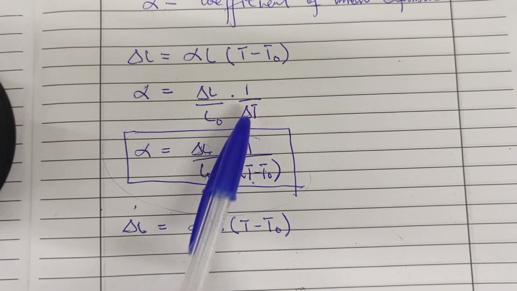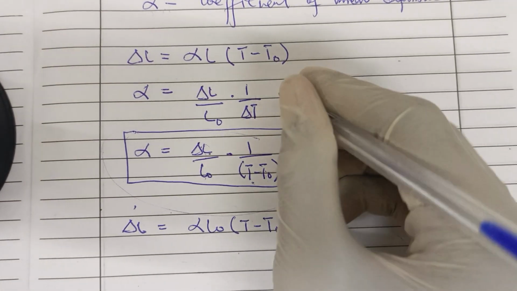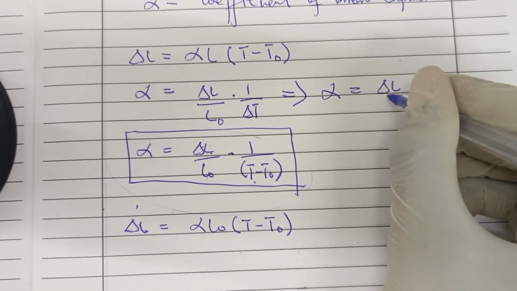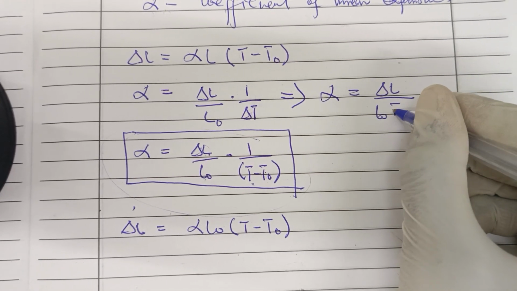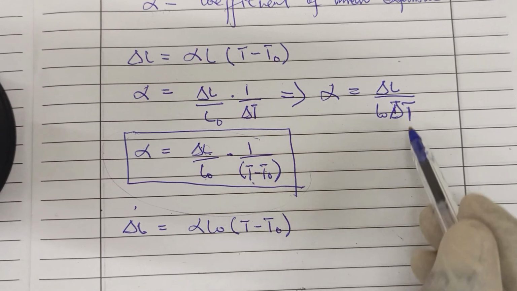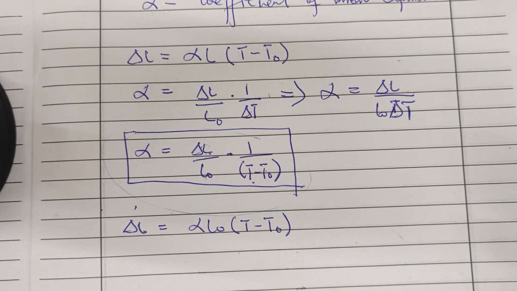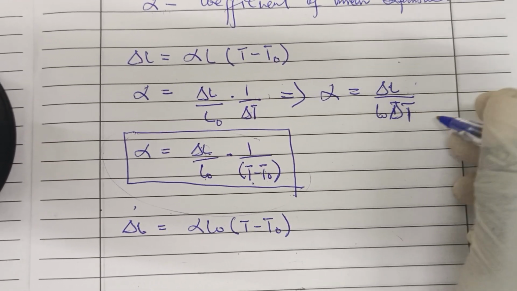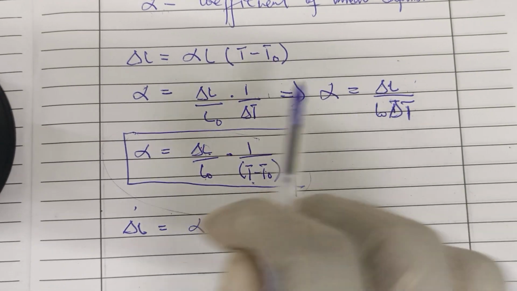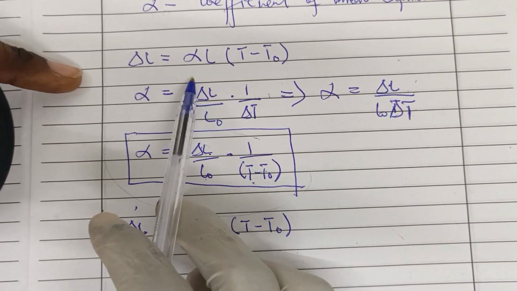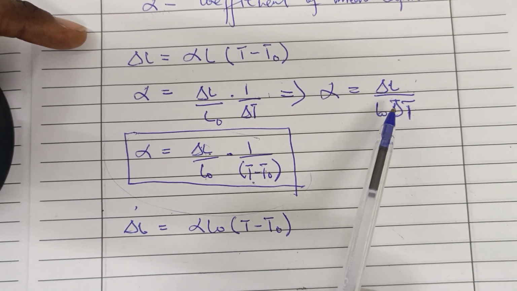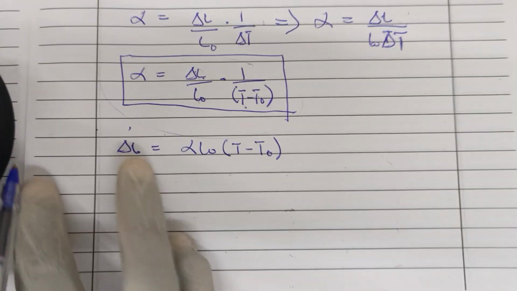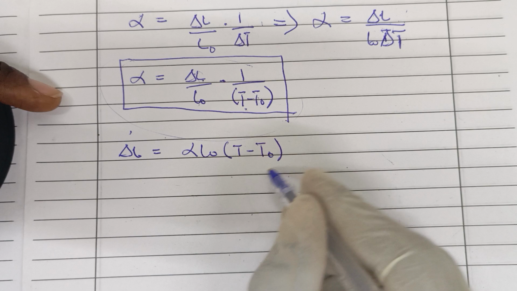If you are confused about how this came about, this is the same as change in L on L naught times change in T. If we factorize out change in T to become 1 on change in T so that L naught can be moved, this is the same as this. In making this the subject, you get something like this. Our factorization tells us that this is equal to this, so this now becomes our equation.